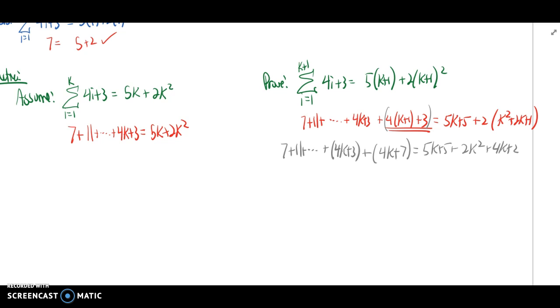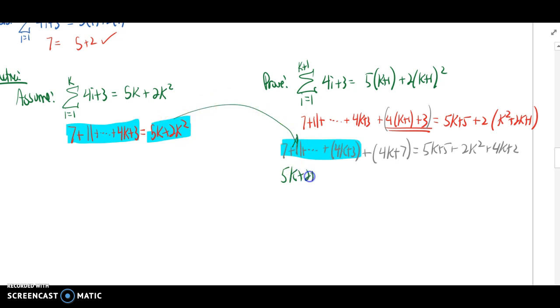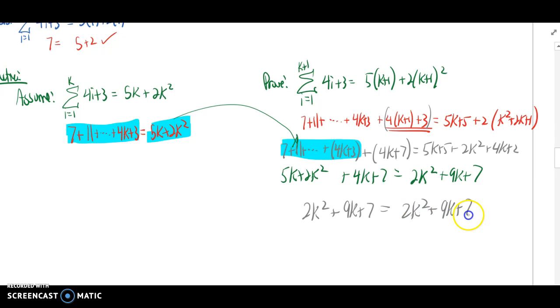The key substitution, again, is realizing that we assumed that all of this was equal to 5k plus 2k squared. So this we should take out and plug in 5k plus 2k squared. And there's this 4k plus 7 on the right. If we combine all these, that's 2k squared plus 9k plus 7. And now comparing, simplifying things on the left, 2k squared plus 9k plus 7. That is exactly the same thing that we have on the right-hand side, which is great.